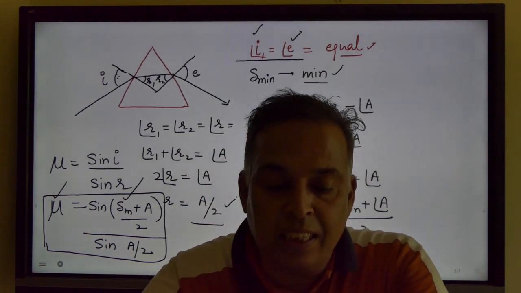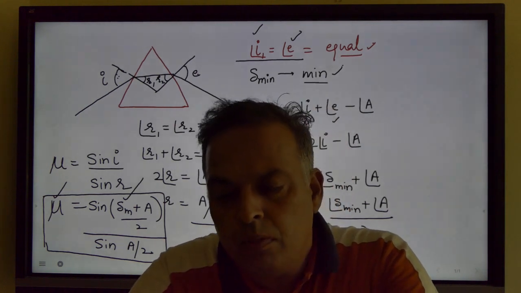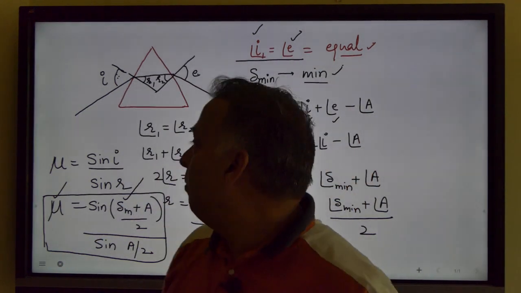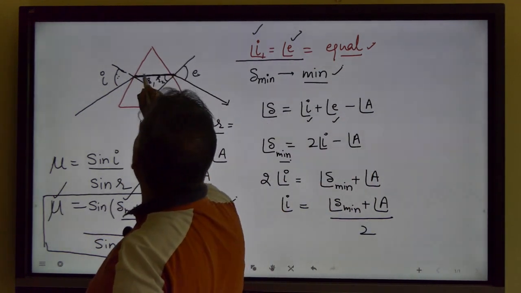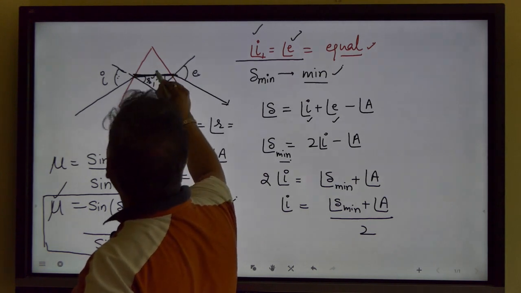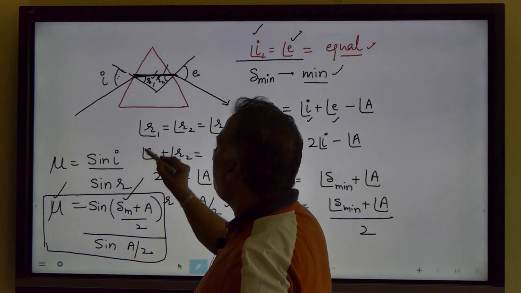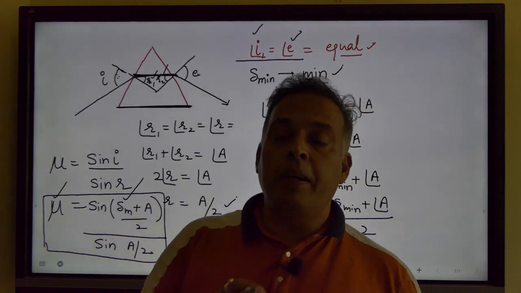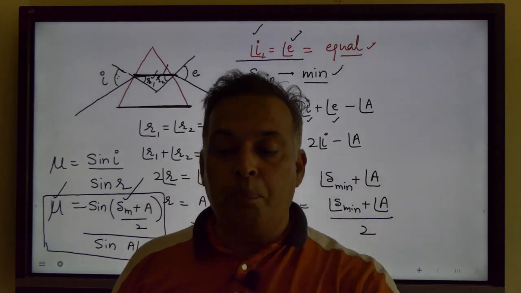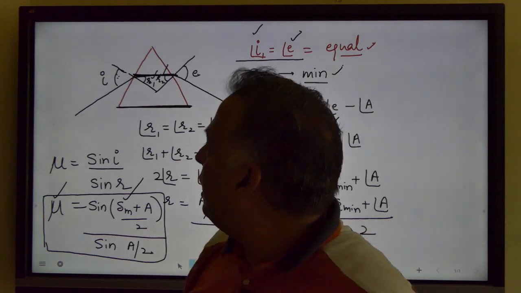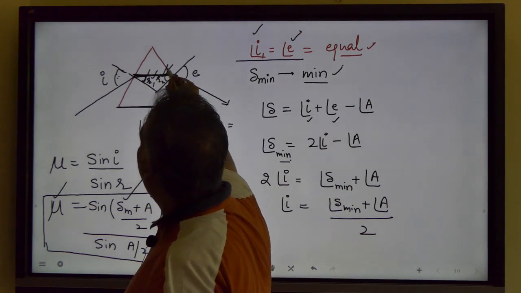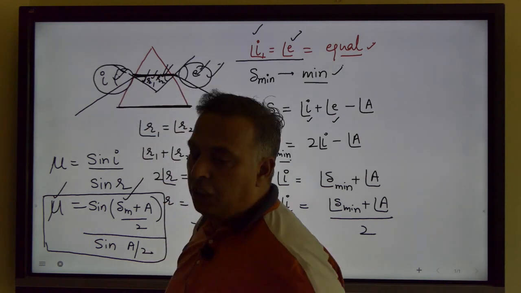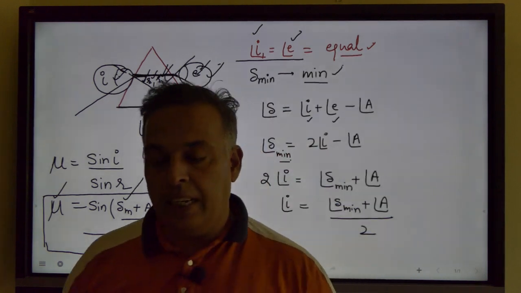Next we have to show that in minimum deviation, the ray passes symmetrically through the prism, meaning R1 and R2 are equal. It passes parallel to the base. When it passes parallel to the base, R1 and R2 are equal and E and I are also equal to each other.